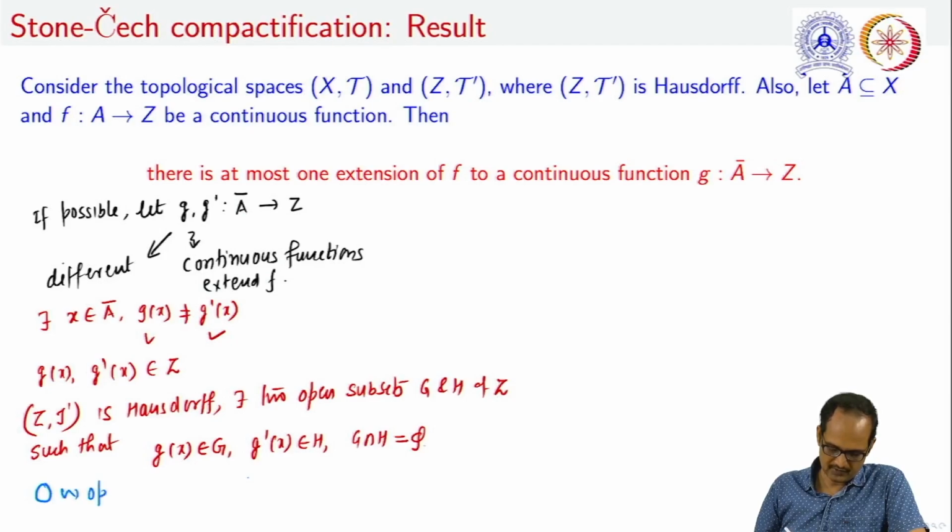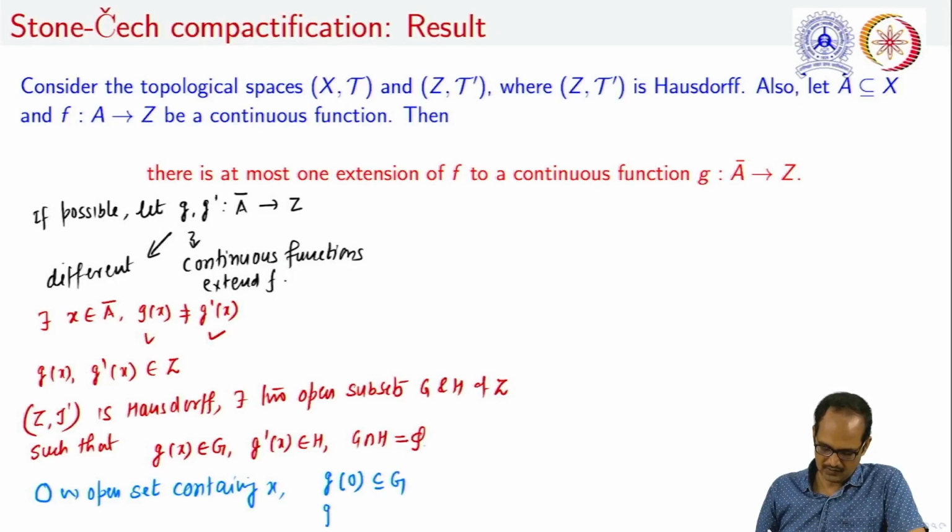Now let us take an open subset, for example O, and this open set contains x, and has the feature that g(O) is a subset of G and g dash(O) is contained in H. Can we take it? The answer is yes, because g is continuous. Now because O is an open set containing x, x is an element of O. At the same time, x is an element of the closure of A. So we can conclude from here that O intersection A is non-empty.